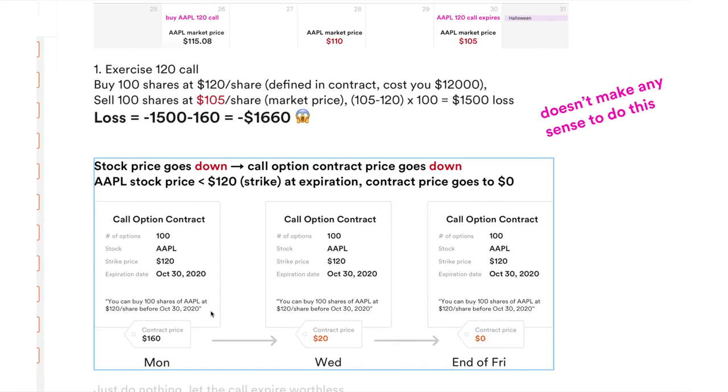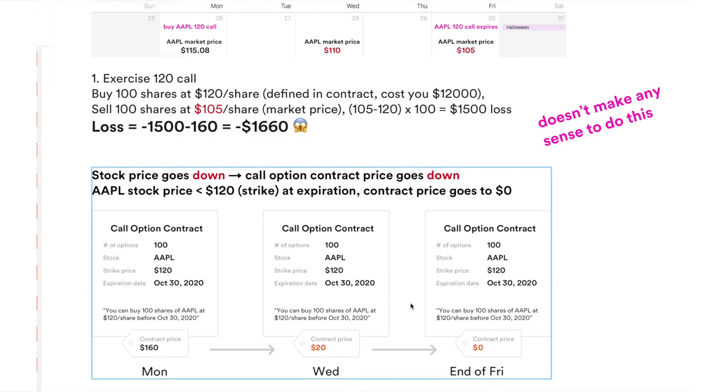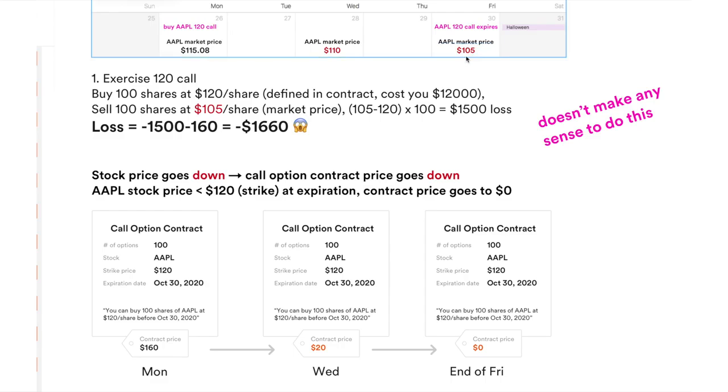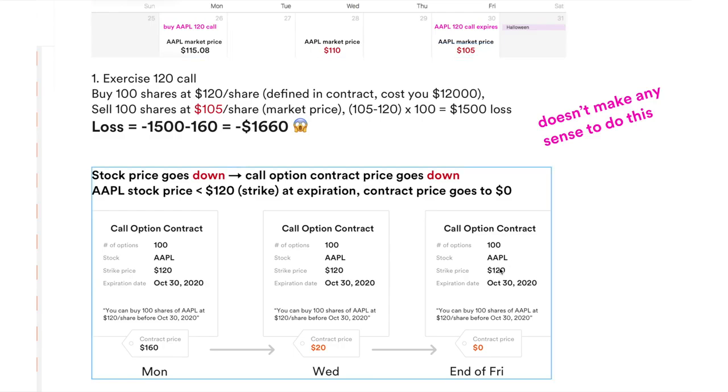Okay, so you can see this example, this illustration here. On Wednesday, since Apple's stock price drops, the call option contract price will also drop. It might drop from $160 to $20 only. Because Friday, it's 105. 105 is below 120. What will happen if it's below the strike price 120? The contract price goes to zero. So the contract price on Friday will go to zero.